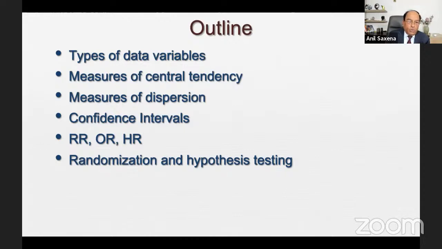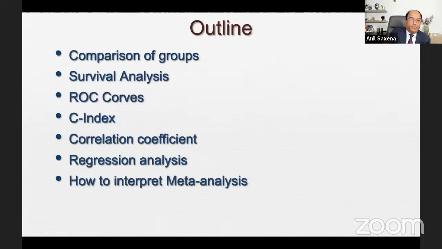And then I will talk about randomization and hypothesis testing, which is one of my favorite topics, which basically means how do we test a particular hypothesis and derive a p-value, and how to interpret that p-value. What does the p-value mean? Because you keep using this p-value less than 0.05. What exactly does it mean, and how should we interpret in our mind what a p-value is?